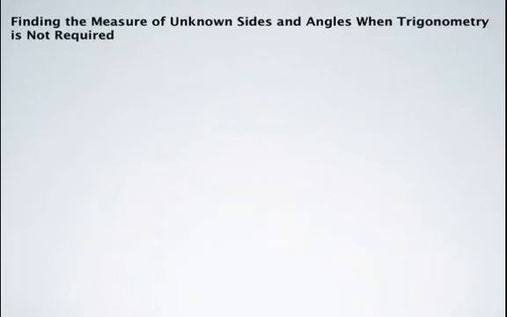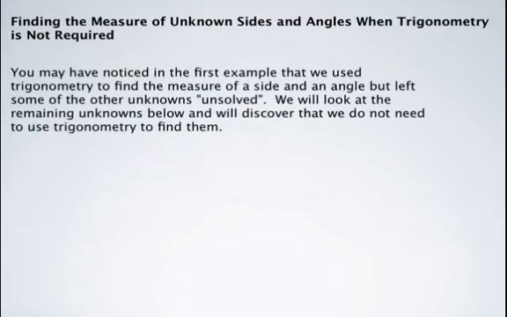Now we're going to look at finding the measure of unknown sides and angles when trigonometry is not required. And we're going to look at the first example that we did when we were using the trig ratios. And you may have noticed that there were some angle measurements and side measurements that were left unsolved. And we're going to solve them now, and you're going to discover that we don't need trigonometry to find them.